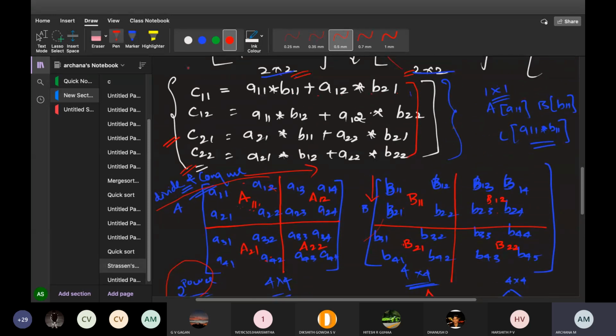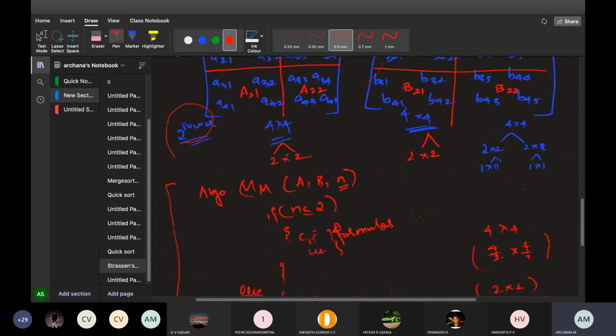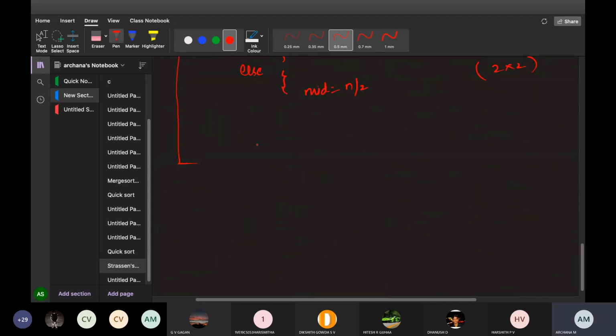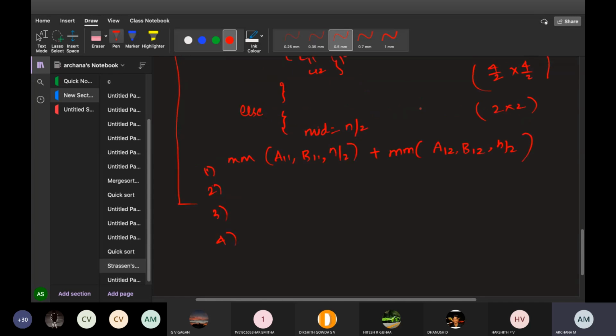Understood, right? For 2 cross 2 only 4. But for 4 cross 4, you have to put all these formulas recursively 16 times, and I will get the output. That is what we have here: matrix multiplication of A11, comma B11, comma n by 2, plus matrix multiplication of A12, comma B12, comma n by 2. Like this, we have to write 4 different formulas: first formula, second, third and fourth. That is, recursively keep on calling the multiplication till you get the answer.